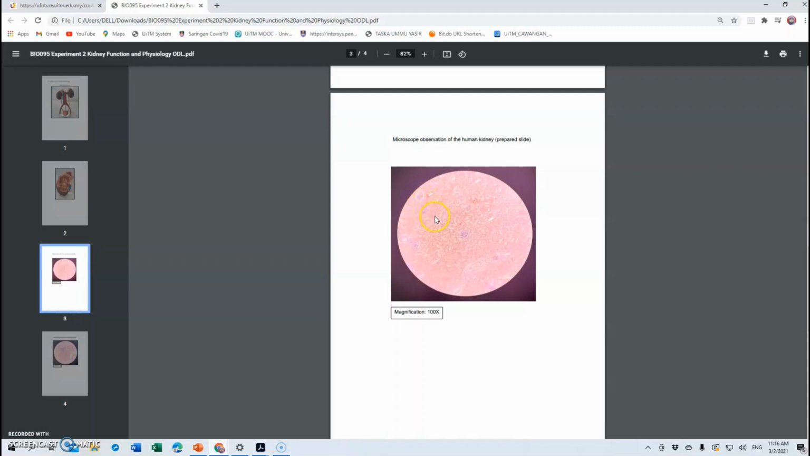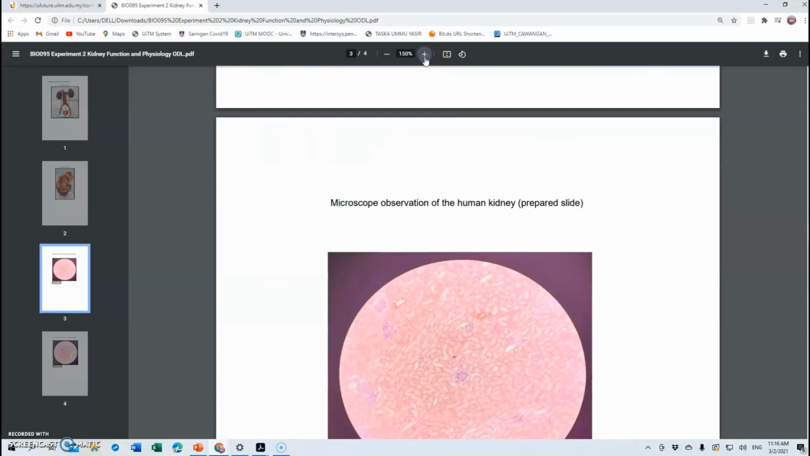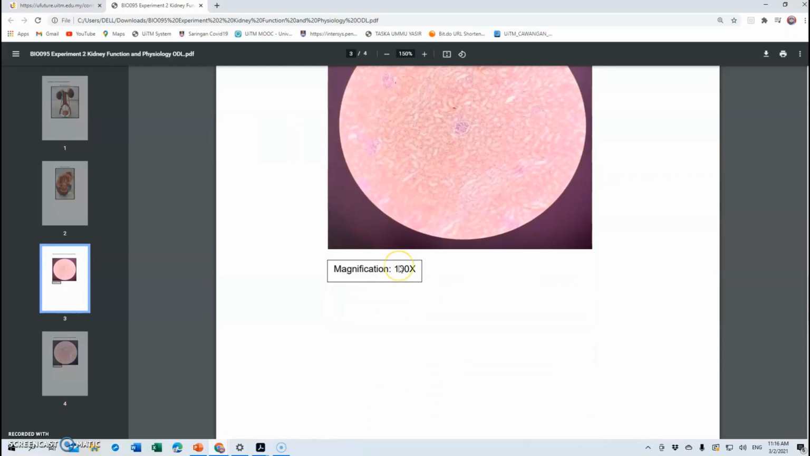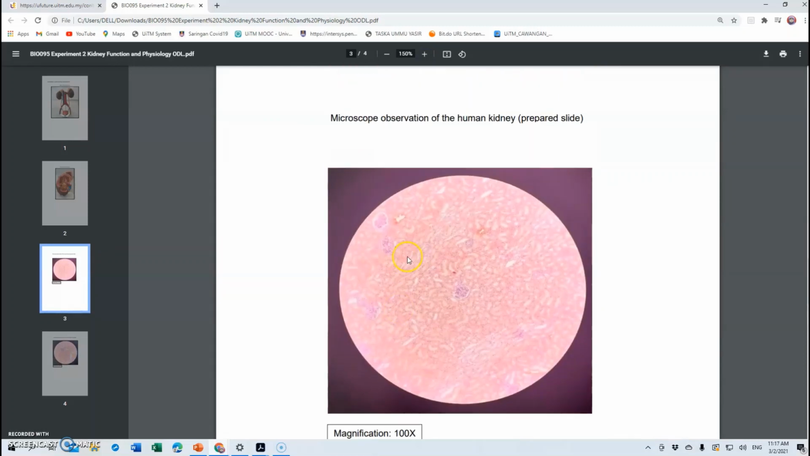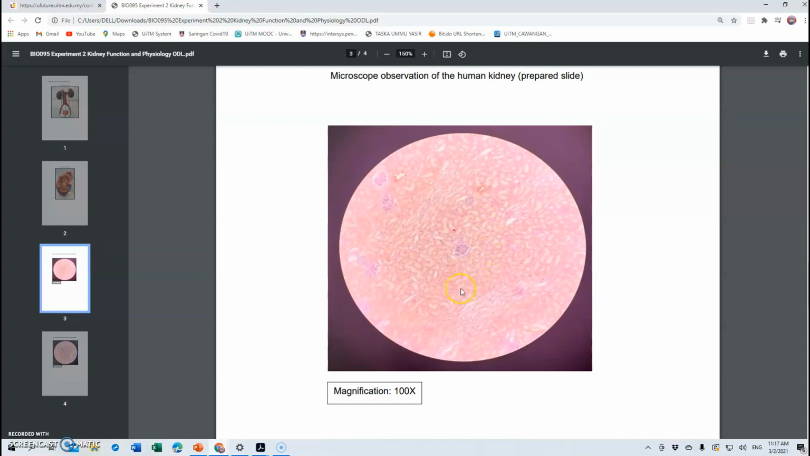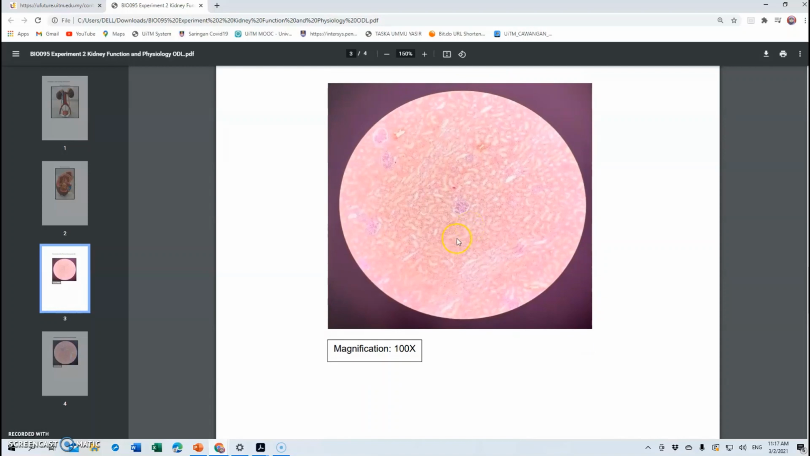Once you have downloaded this file, you can enlarge the image to help you observe better, and also to help you draw the image correctly. You have to draw really large, at least half a page. Draw using pencil, and label all the structures: which one is the Bowman capsule, which one is the glomerulus, the proximal tubule around it, and you can also see the blood vessels.